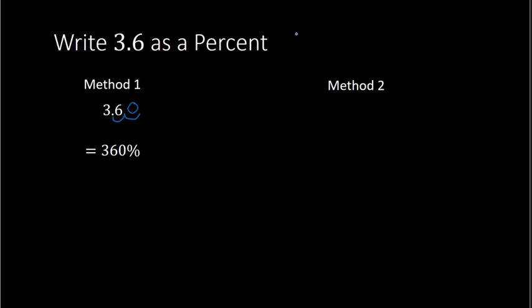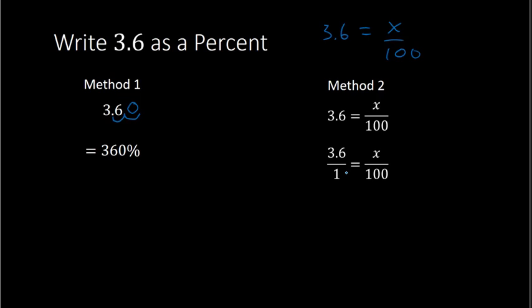Method 2, I can create an equation. 3.6 equals something out of 100. So I can then use that equation to solve. 3.6 I can think of as 3.6 over 1. I can cross multiply. 1 times x equals 3.6 times 100. So x equals 360. So the x is 360. So we have 360 over 100, which means my percentage would be 360%.